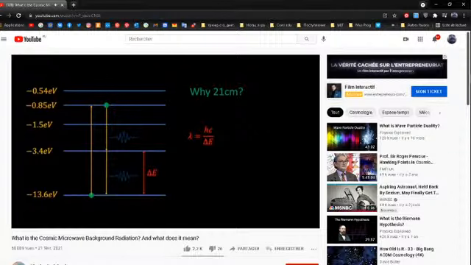In the case of hydrogen atom, the transition that causes the 21 centimeter microwave radiation is between the two levels of the hydrogen ground state, which is slightly split by the interaction between electron and nucleus spin. The splitting is known as hyperfine structure.